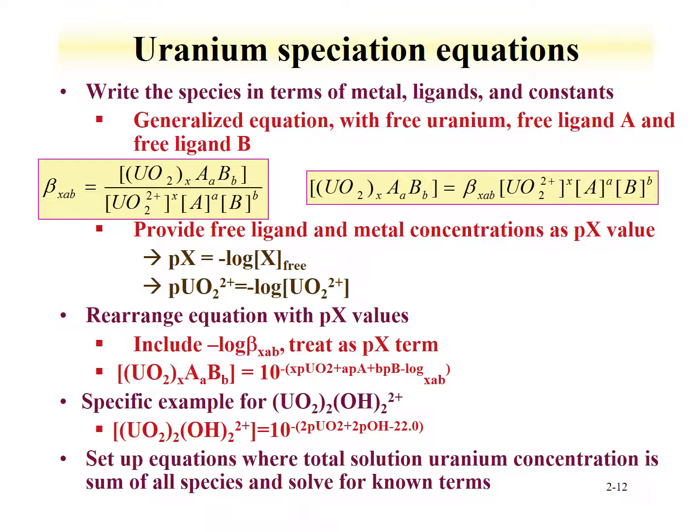And these factors that I have out in front are just the stoichiometry. The x is how many uraniums are involved in the final complex. This small a is how many ligand A, and the small b is how many ligand B. As an example, for this diuranium dihydroxide species, to calculate it, it's equal to 10 to the minus 2 times the PuO2 plus twice the POH minus 22. That comes from the log of the complexation constant being equal to 22. So I can set up all these equations and solve.